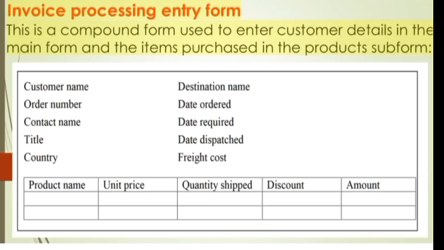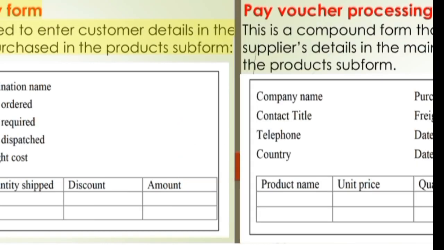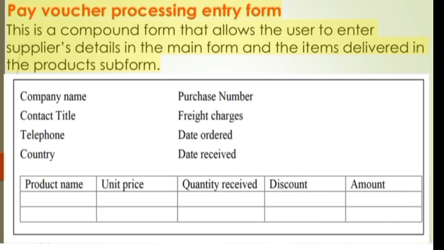Invoice processing entry form. This is a compound form used to enter customer details in the main form and the items purchased in the product's subform. Pay voucher processing entry form. This is a compound form that allows the user to enter supplier's details in the main form and the items delivered in the product's subform.